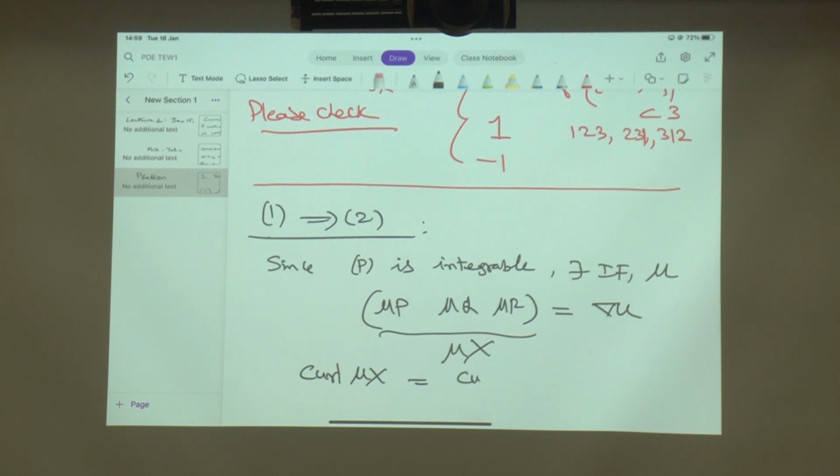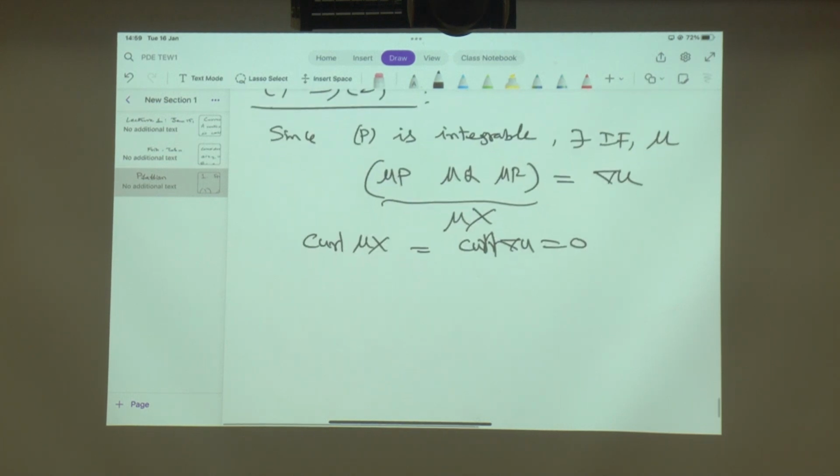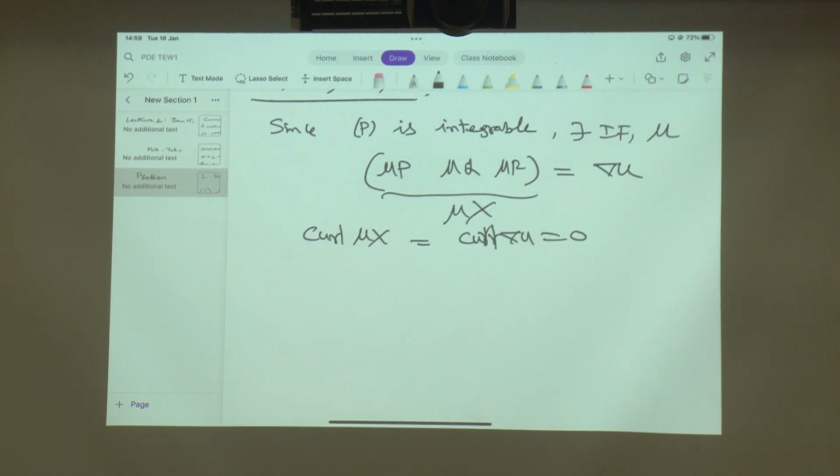It is nothing but curl of grad u, which is 0. Curl of the gradient is 0, right? So curl mu x is 0. Now therefore trivially I have mu x dot curl mu x is 0. But this is not what I want to prove. I want to prove x dot curl x is 0.